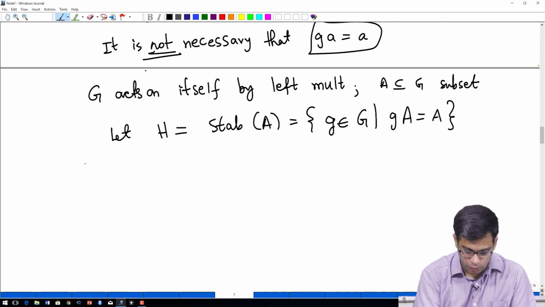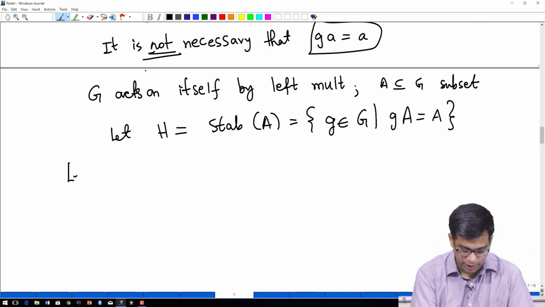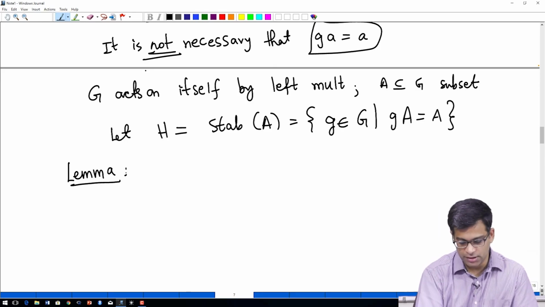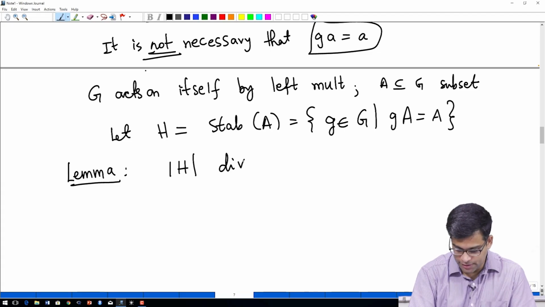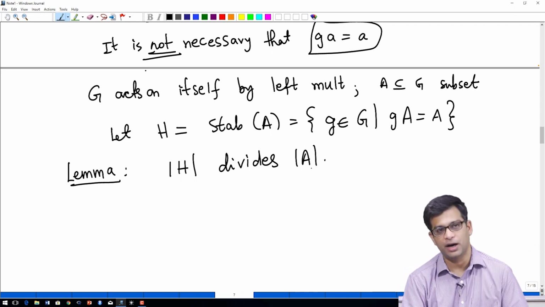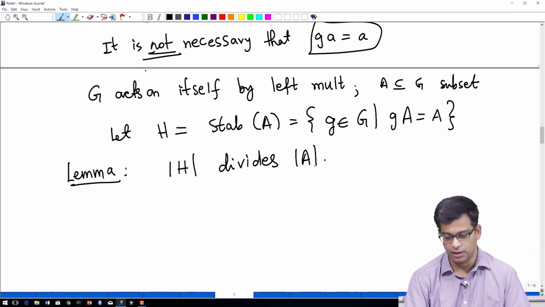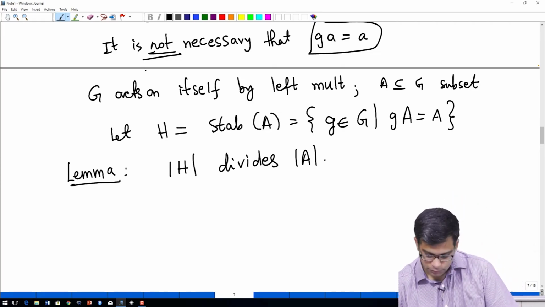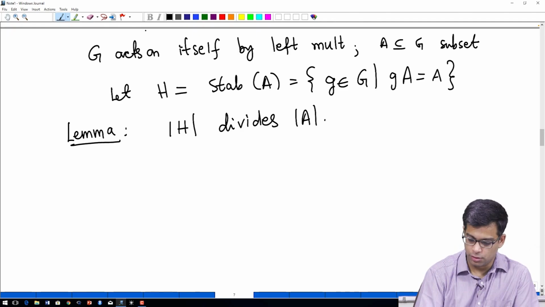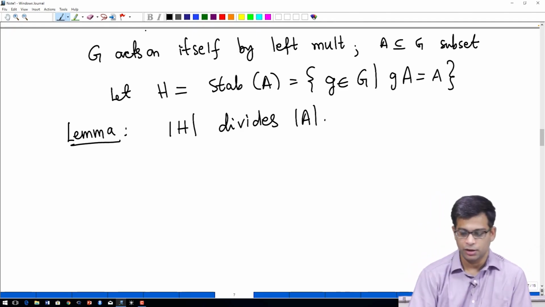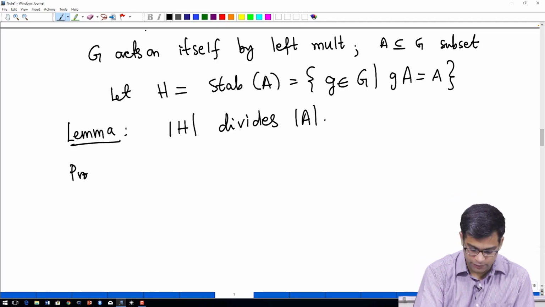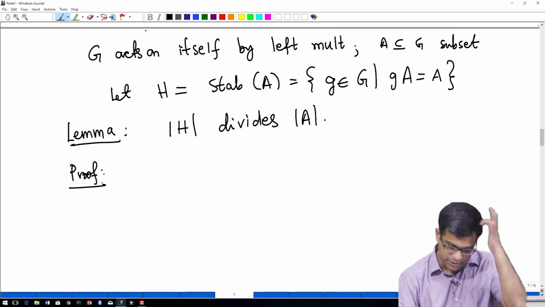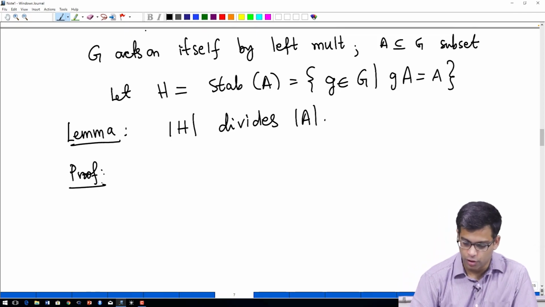Now I am going to prove a small lemma here which I will use later. The lemma is: the order of H divides the order of A. Whenever I use these vertical bars, I always mean the order of that set, meaning the number of elements of that set. Also, in all the videos from now on, G is a finite group. So we assume that G is a finite group. What is the proof of this? I want to show that the order of H divides the order of A.